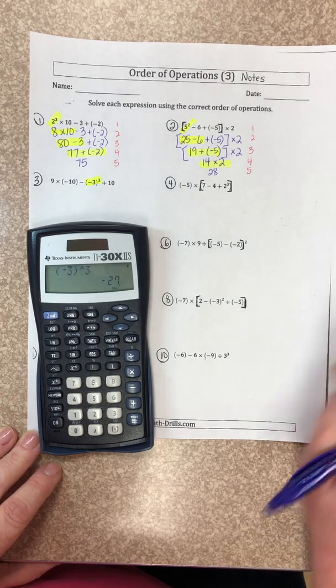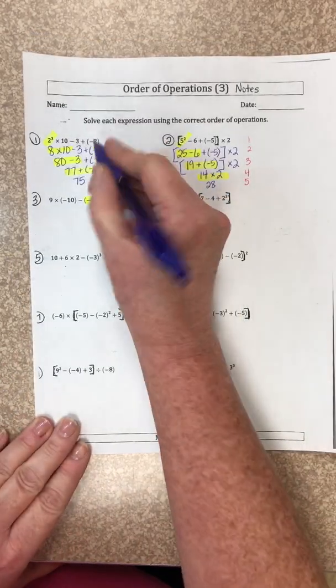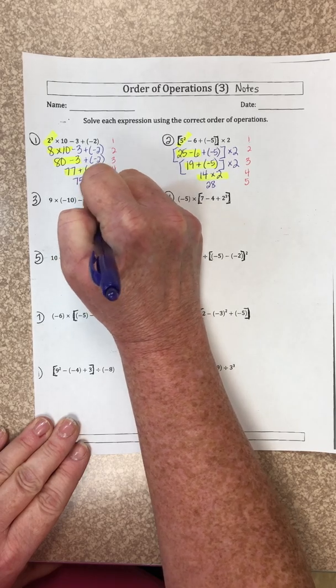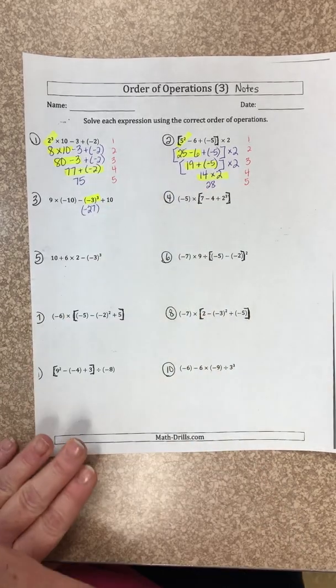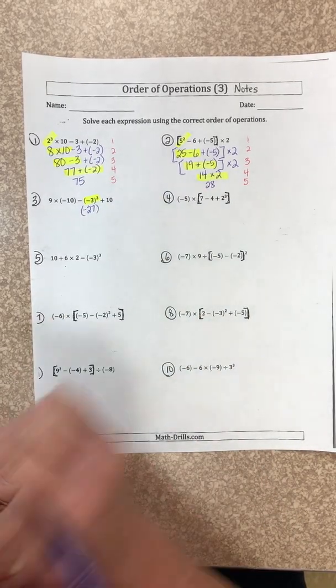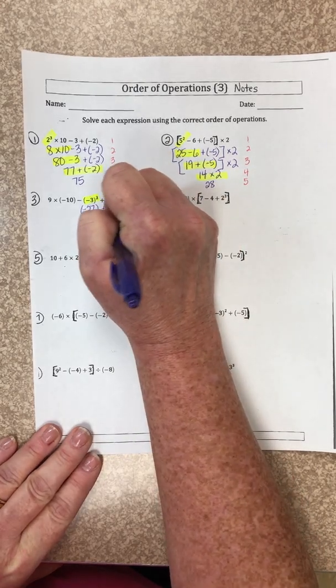Now, wait a minute, this is a negative number. So remember, negative numbers need to be protected. So we're going to put parentheses around that negative 27. Now let's bring everything else down.